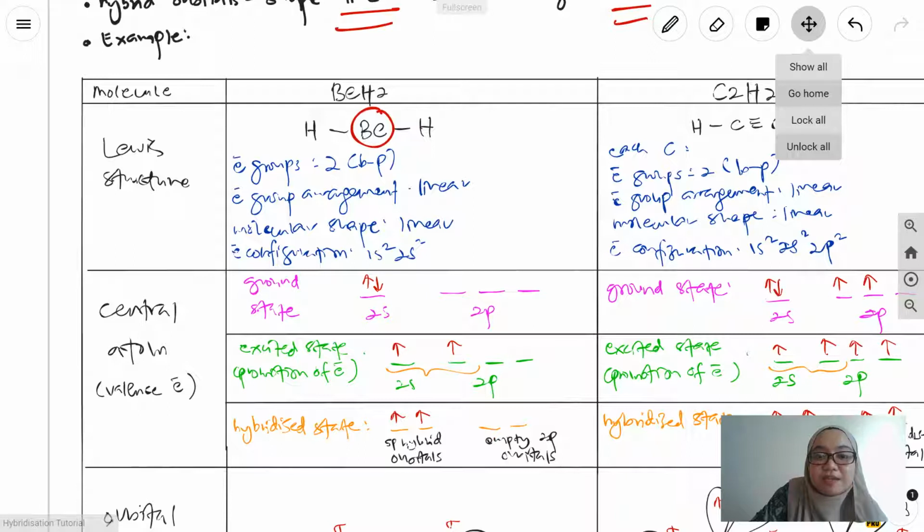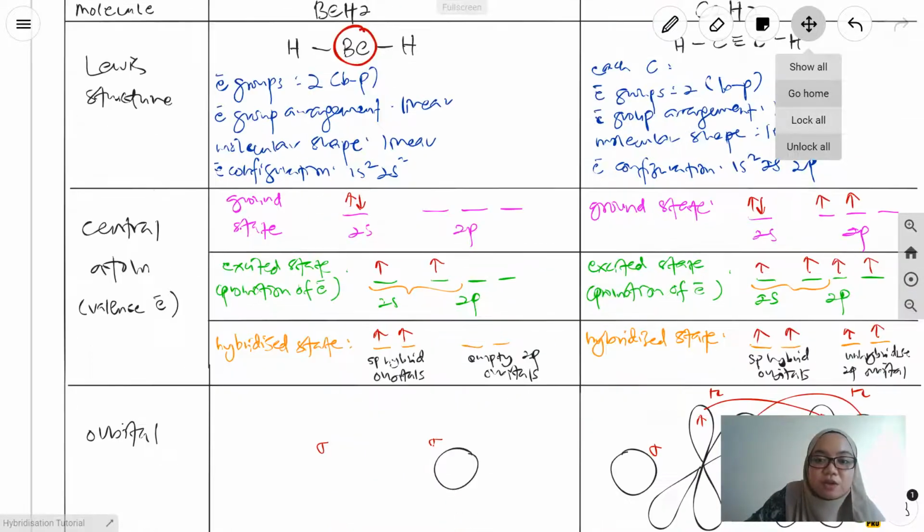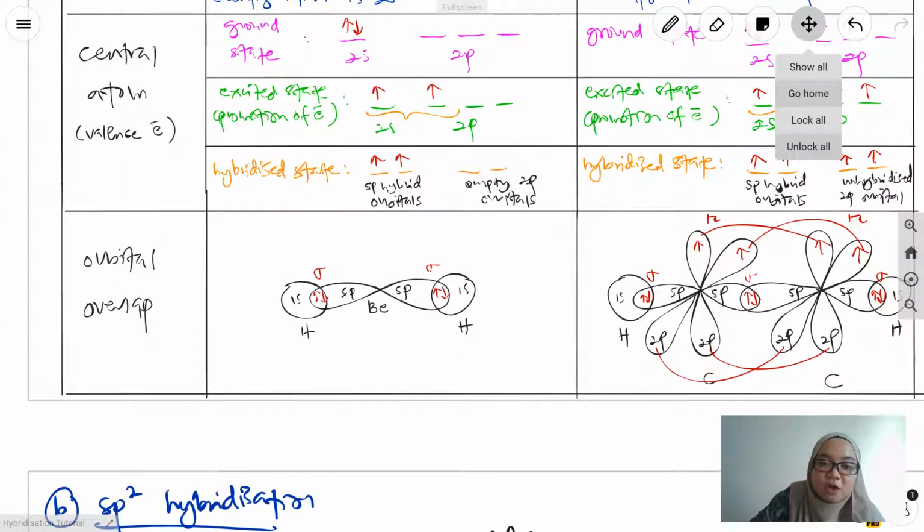Beryllium needs to form a sigma bond with a hydrogen atom, and hydrogen has a 1s orbital. It has one unpaired electron in the 1s orbital. So we draw the overlapping with 1s. The sp orbital of the Be atom overlaps with the 1s orbital of the H atom to form a sigma bond.